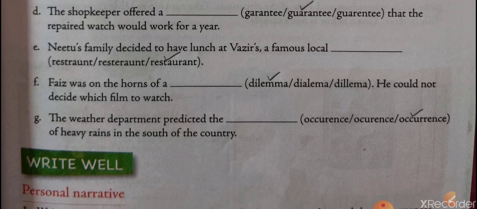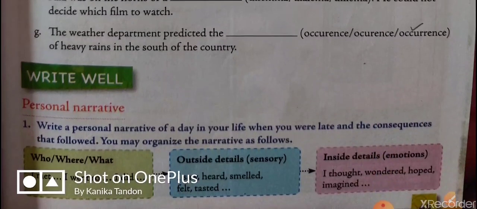Next is write well, which is write a personal narrative of a day in your life when you were late and the consequences that followed. You may organize the narrative as follows. You just have to write a narrative story. What is a narrative story? A story that is narrating some incident. So you have to write an incident in which you can write when you were late and the consequences that followed.